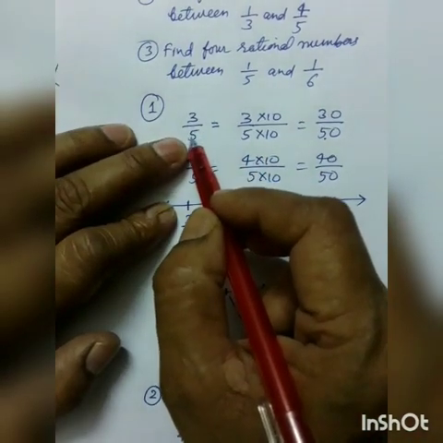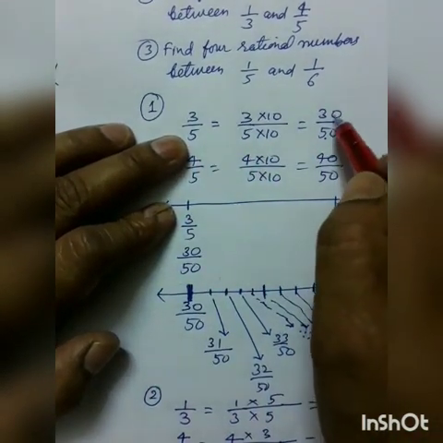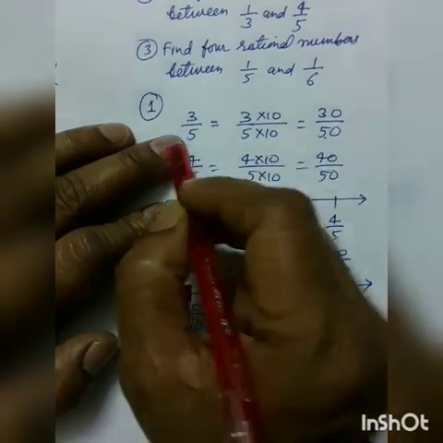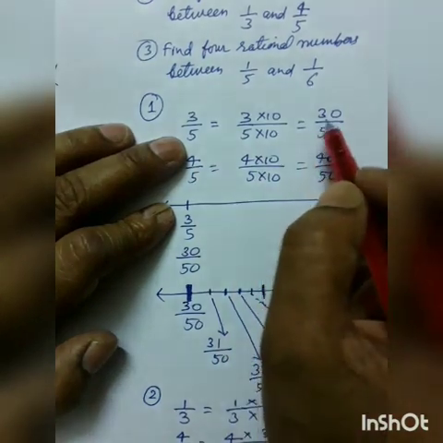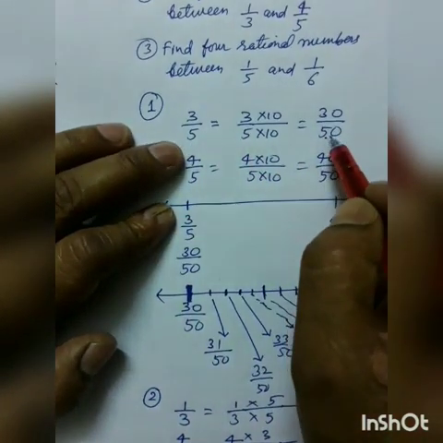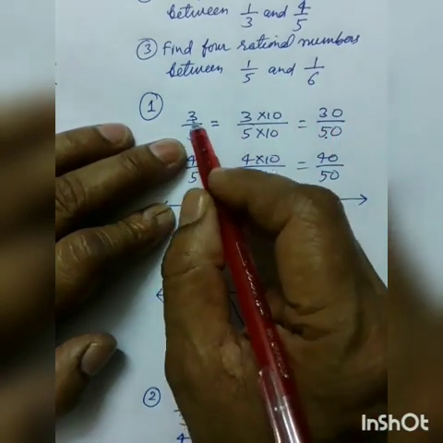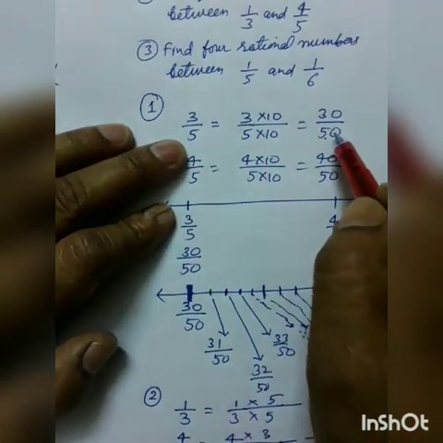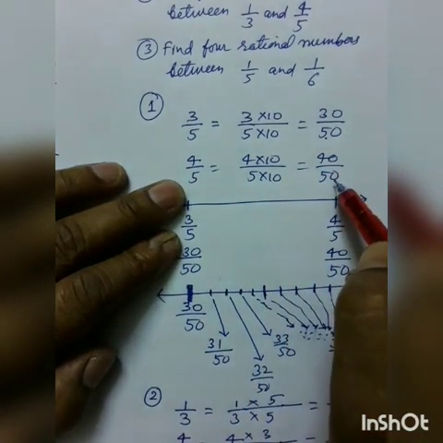So this 3 by 5 rational number has been converted into another form. This is 30 by 50, but same rational number. This is equal to this. The rational number is not changing, but only the denominator and numerator are changing, and this is the same. So 3 by 5 becomes 30 by 50, and 4 by 5 becomes 40 by 50.